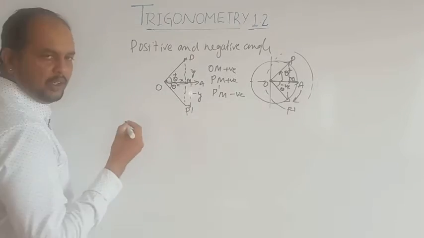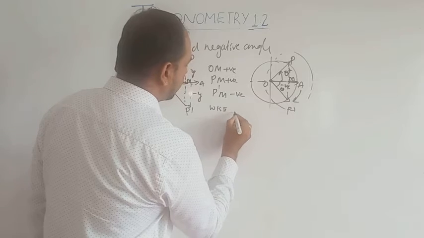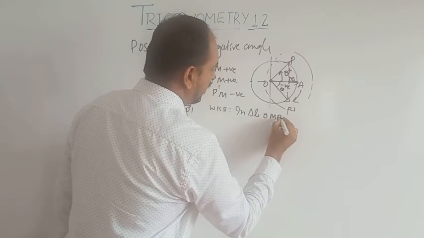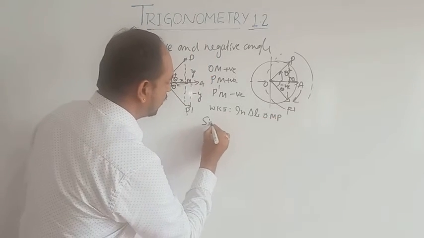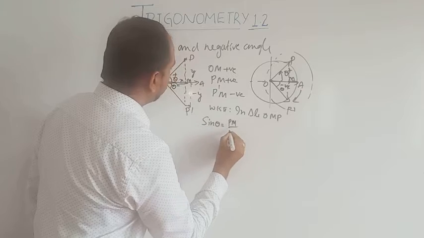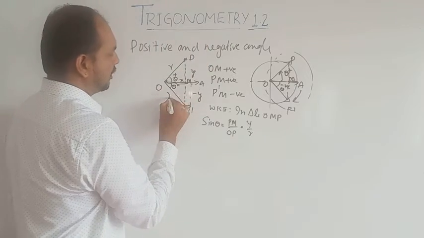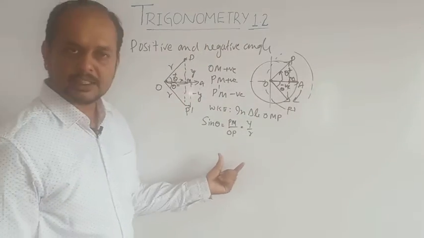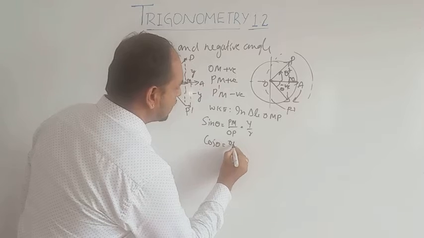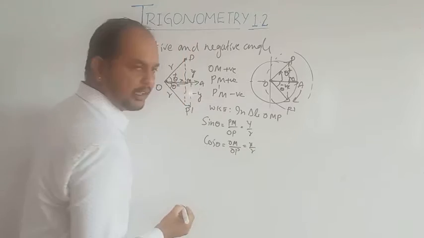Now what do we know? In triangle OMP, what is sin theta? Sin theta equals opposite side, that is PM, divided by OP. PM is y, by r. This is r, the radius of the circle. Is it clear? This much everyone clear? So now what about cos theta? Cos theta equals adjacent side OM divided by OP, that is x by r.